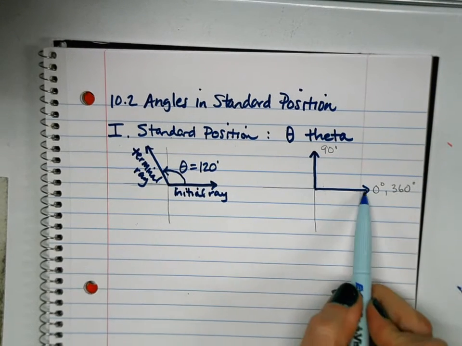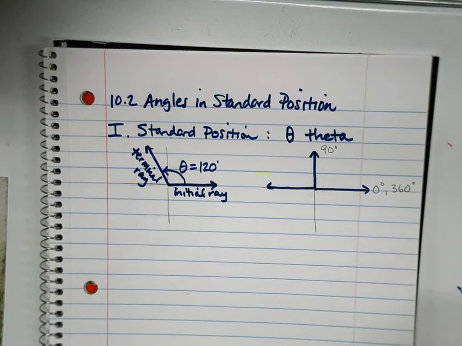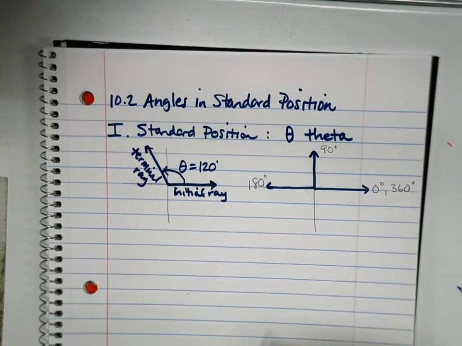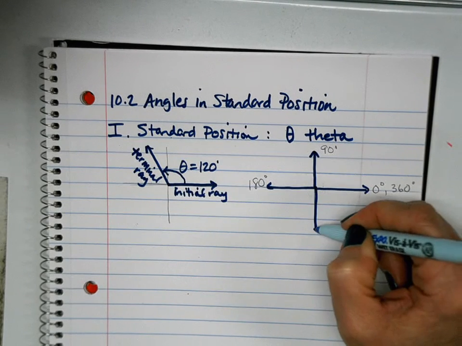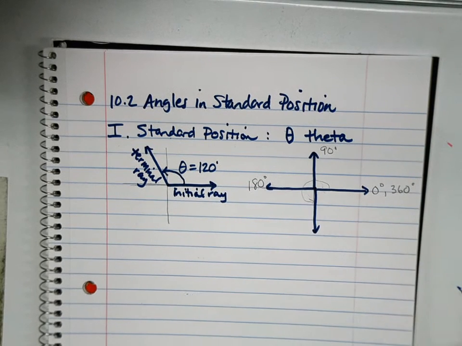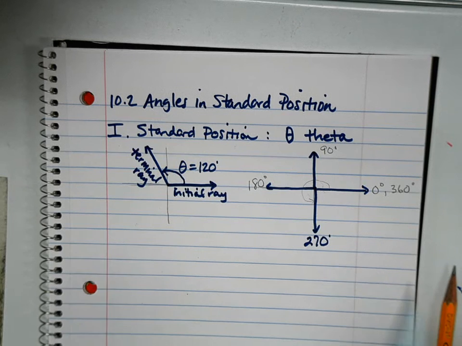And if this was my initial ray and then this ray over here was my terminal ray, how many degrees would that be? 180. Okay, and then straight down, where actually I came all the way around, started here and came all the way around to here, what would that be? 270. And then again, you can see we came all the way around and get 360 degrees.